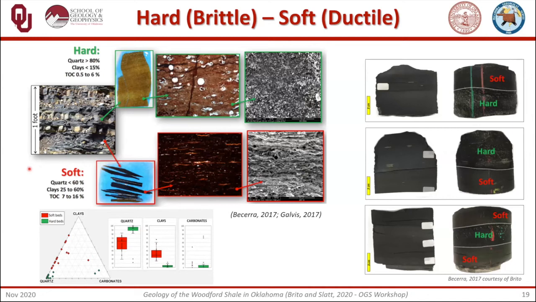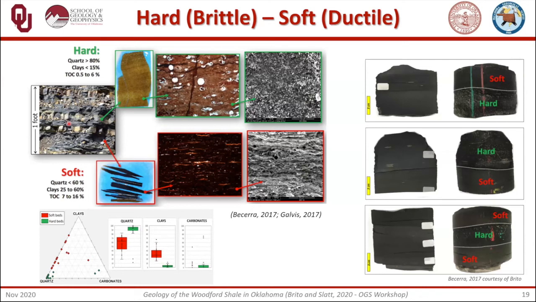The pictures from the outcrop show how they look after they weather, and it's very easy to differentiate one type of rock, the hard, from the softer one. And that interbedding is consistent from the bottom to the top. It's just that the proportions change.